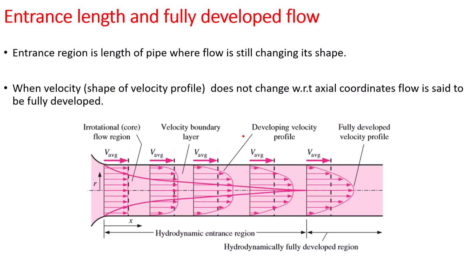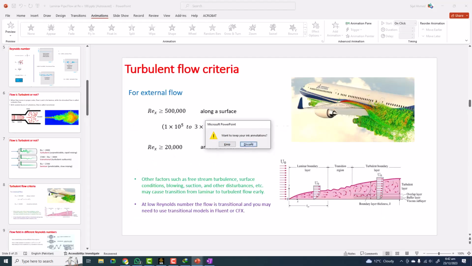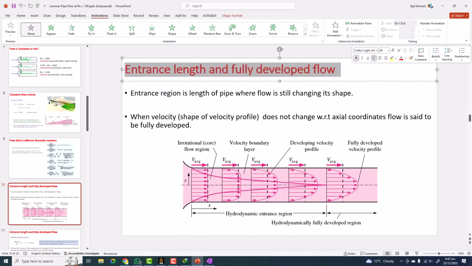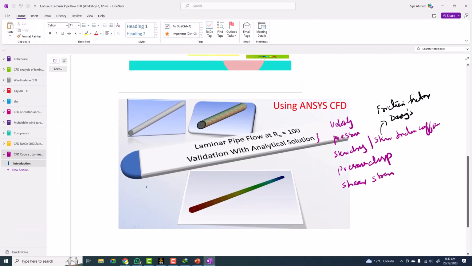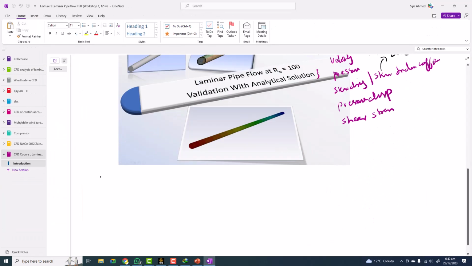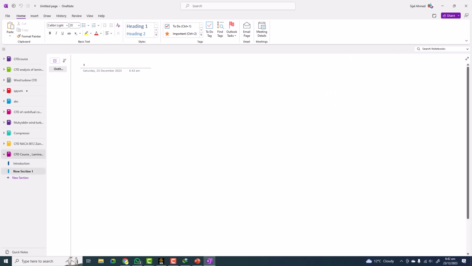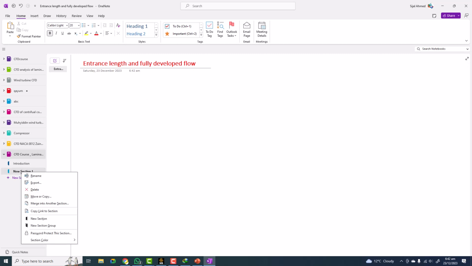Okay, now we go through some theory of the pipe flow. So the first topic is the entrance length and the fully developed flow. So let me make a new lecture here. So I will be explaining over here. Okay, so this is about the entrance length and the fully developed flow. The flow is still laminar.